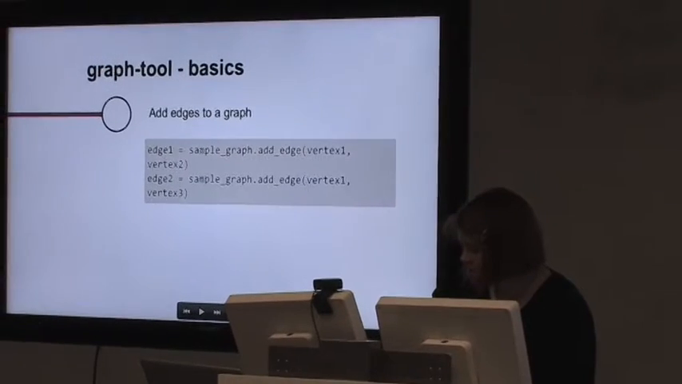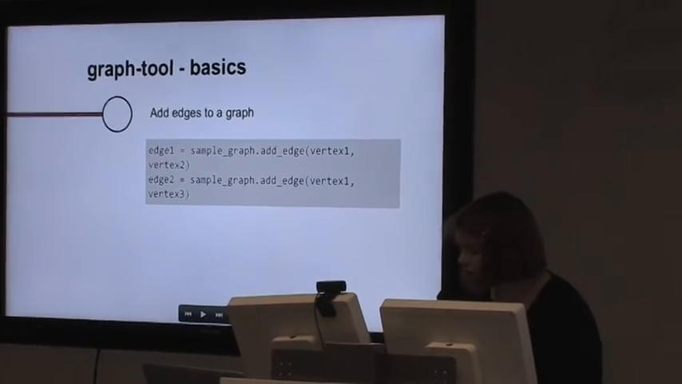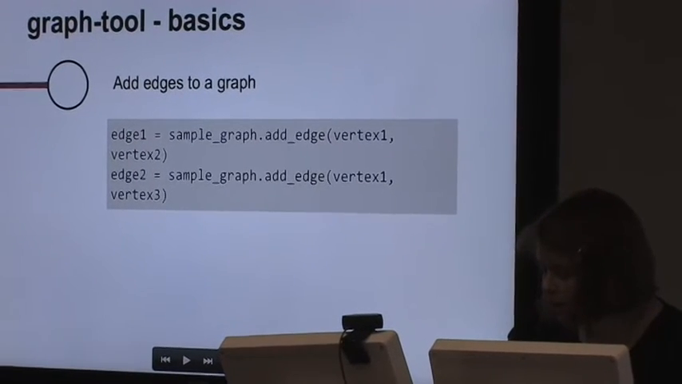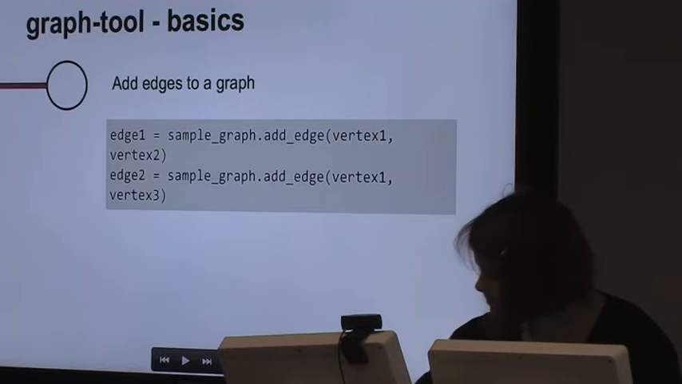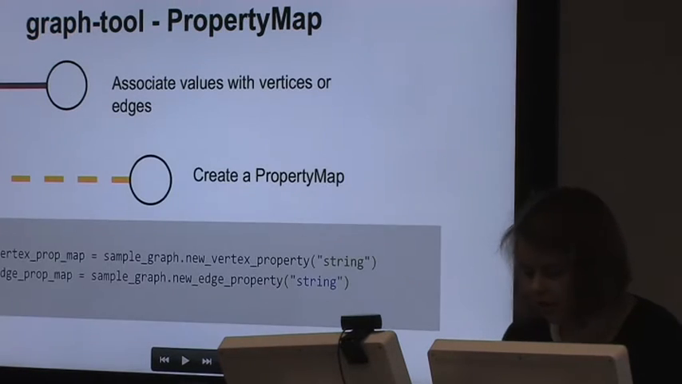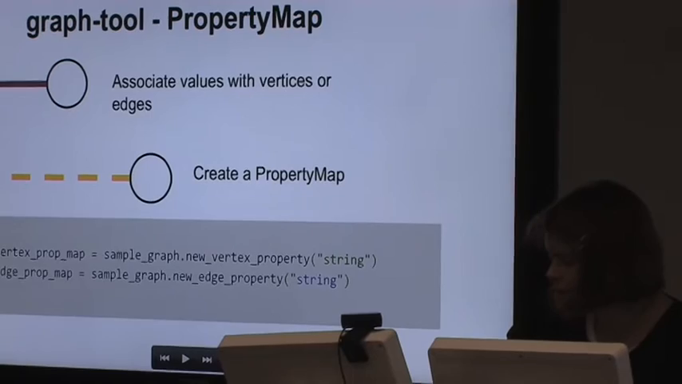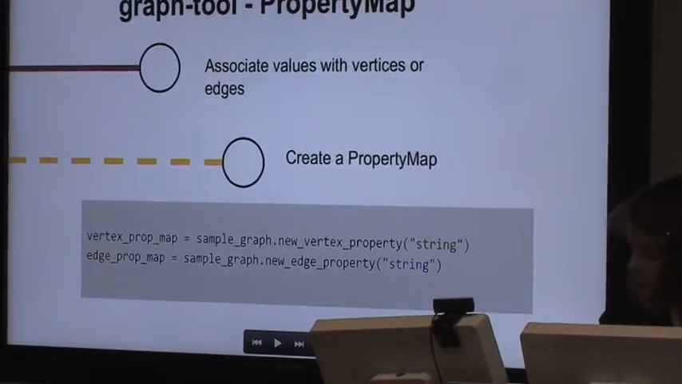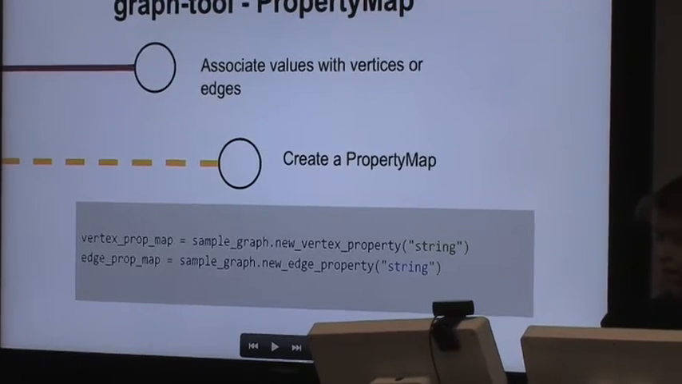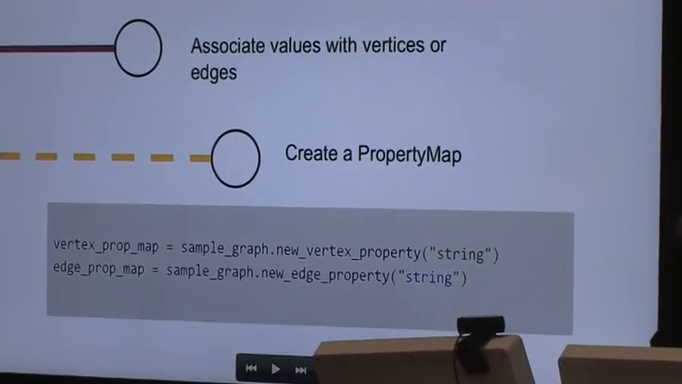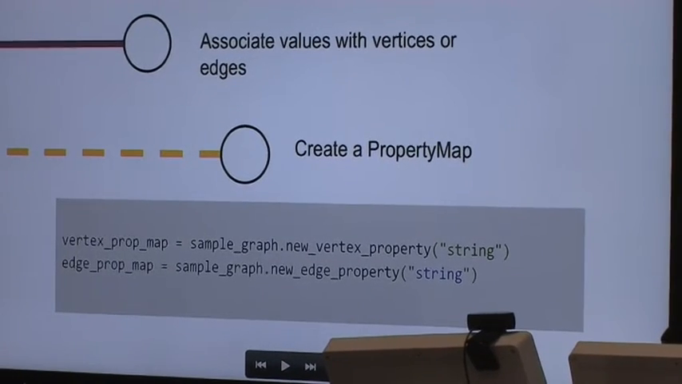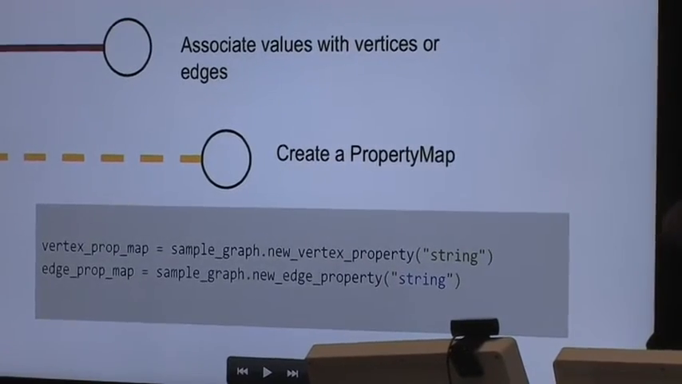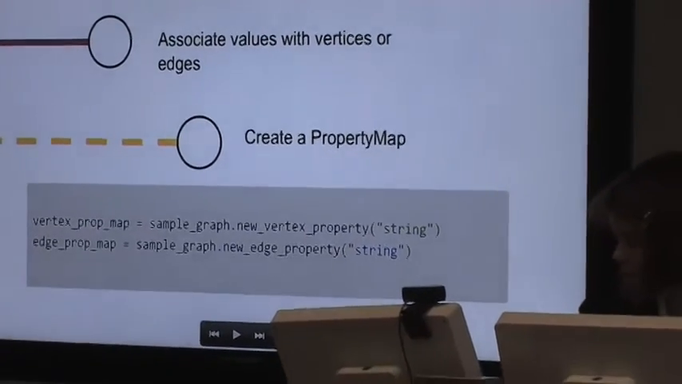This kind of very simple setup works well for small graphs, but for large real-life applications, you also want to create something called a property map. For example, in my case, I wanted to associate the names of the stations with the vertices that represented them, and I wanted to associate the names of the tube lines with the edges that represented them. So GraphTool provides a very convenient object for this called the property map, which you can create for either vertices or edges by calling the new vertex property function.